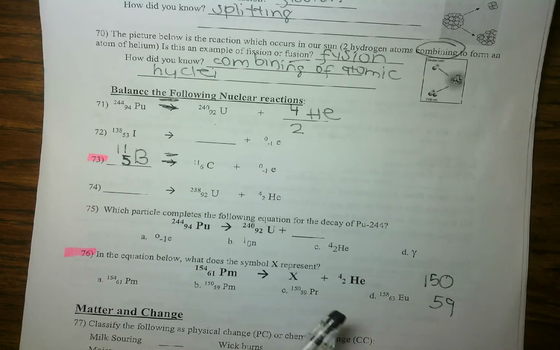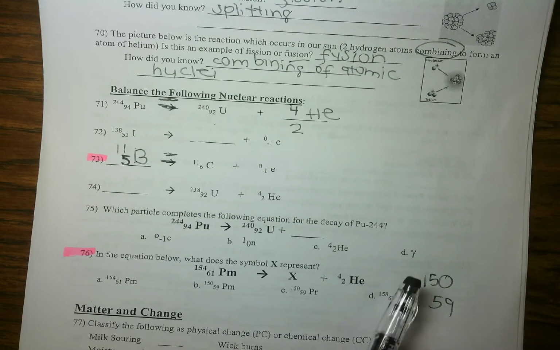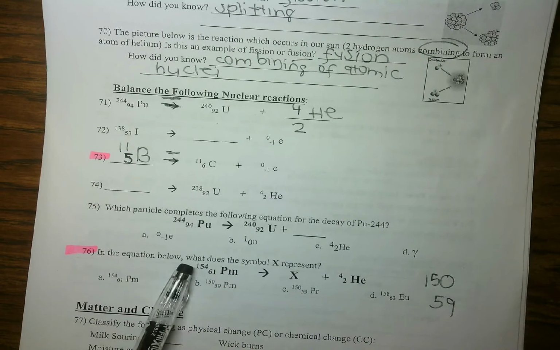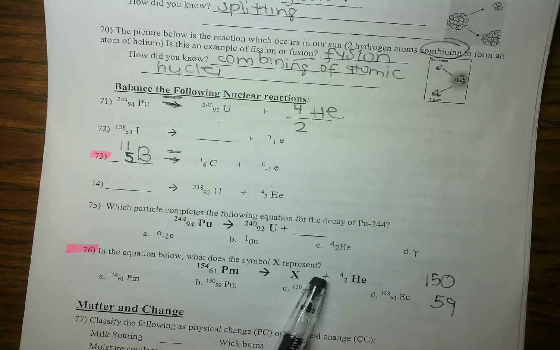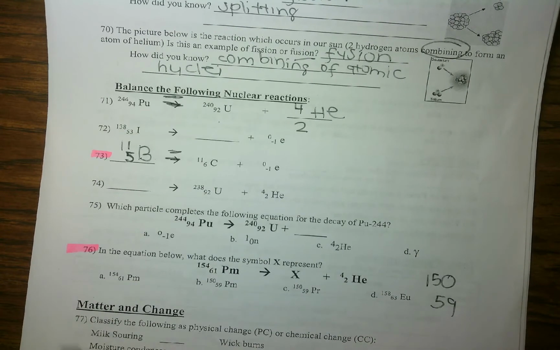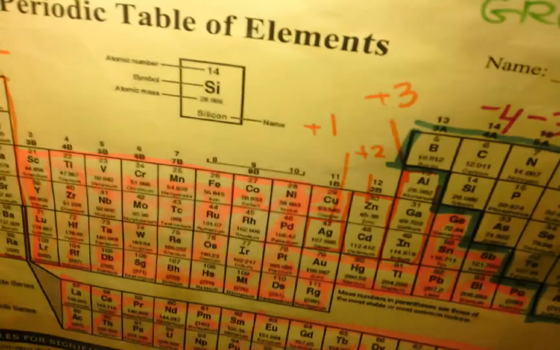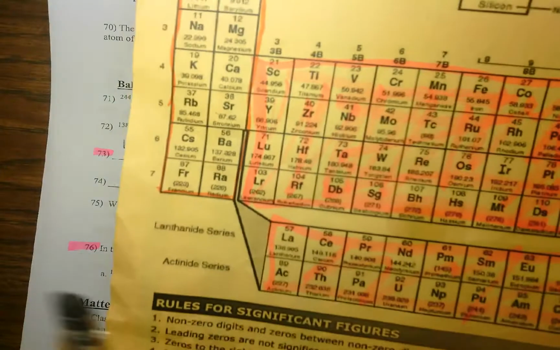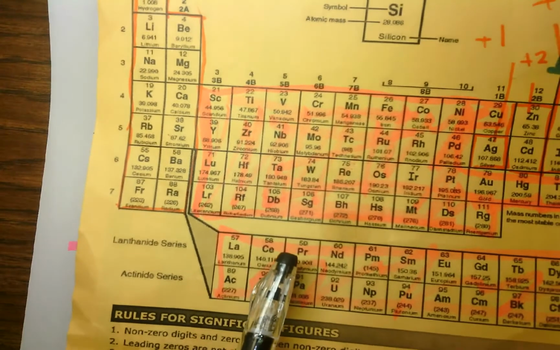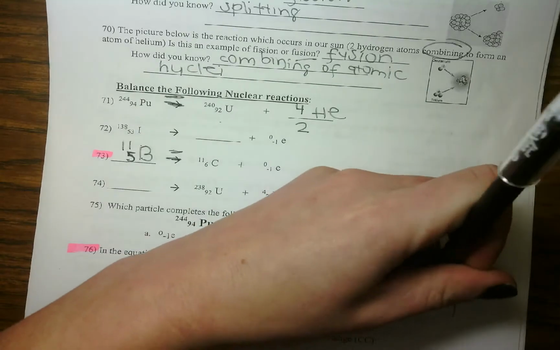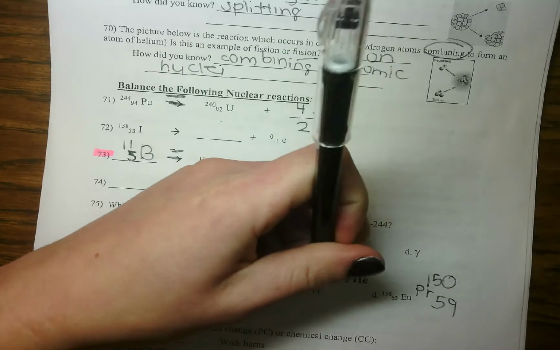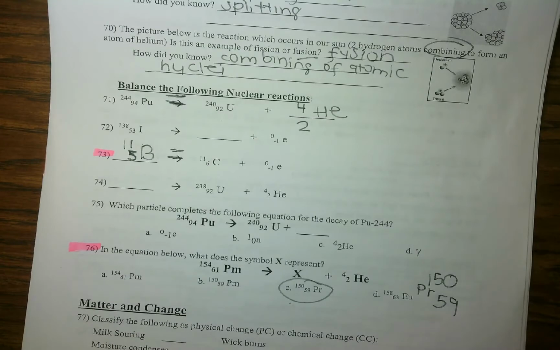And you can check that, right? So you can think to yourself, okay, 4 plus 150, that is 154. 59 plus 2, that is equal to 61. And the thing I have to watch again is that if I change my protons, which I did here, I need to change the element itself. So I need to get my periodic table out, and I need to find number 59. Okay, there it is. It's Pr. So I'm just going to find that answer choice, which is C. Okay.